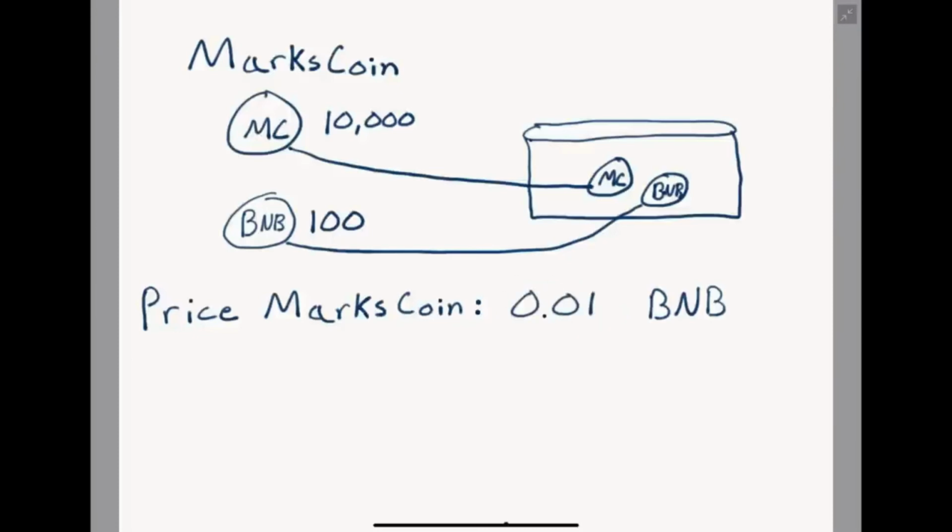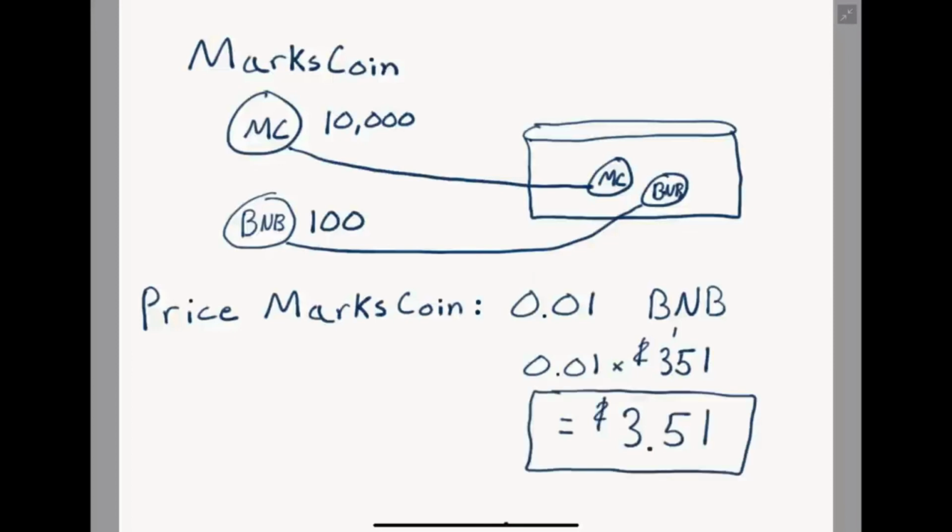From here we can use the price of BNB, which at the time of writing is $351, to get our initial value of Mark's Coin at $3.51. This is how tokens that are seemingly worthless still have an initial value to them. The way DEXs calculate price is far more simple than how centralized exchanges do with order books.